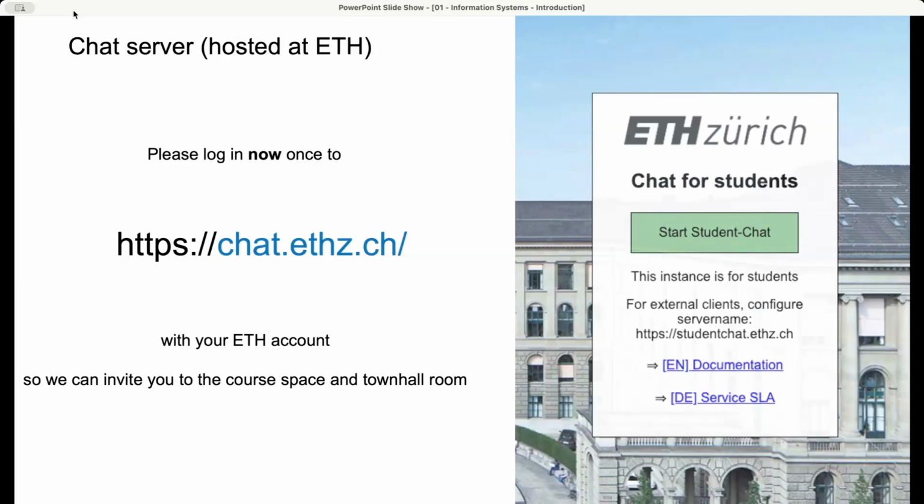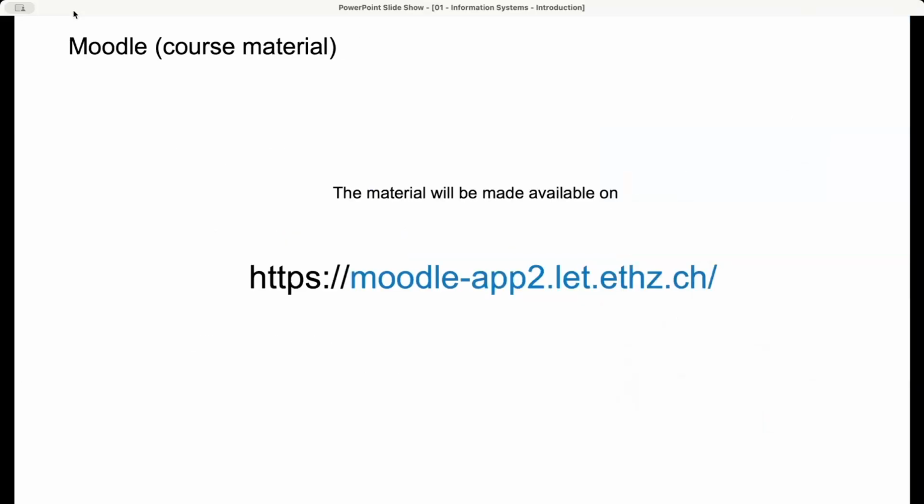Next, we have a chat server hosted at ETH that can be used for interaction within the team and with everybody else. You can connect there, and we'll invite you to the room of the lecture. We also have a Moodle forum in the Moodle, and then the TA team will let you know which way it goes.